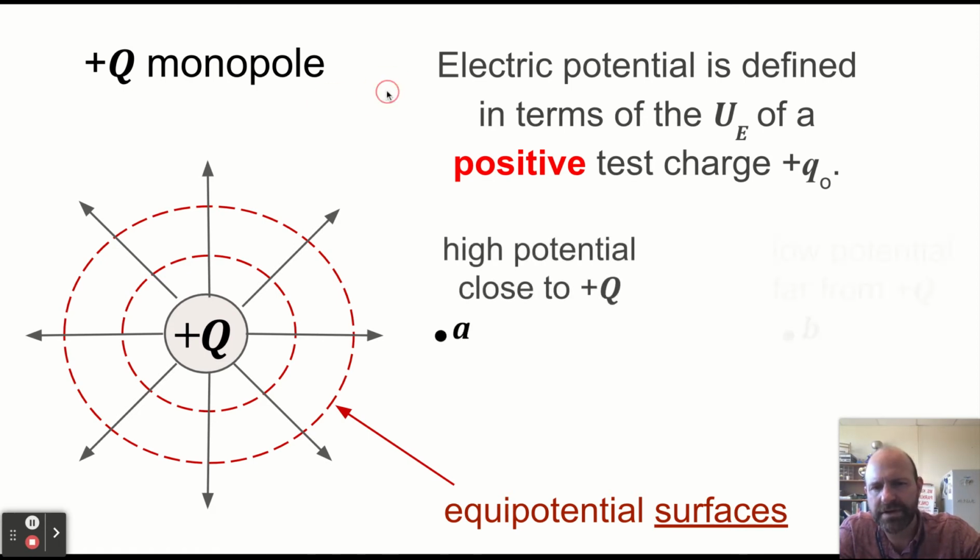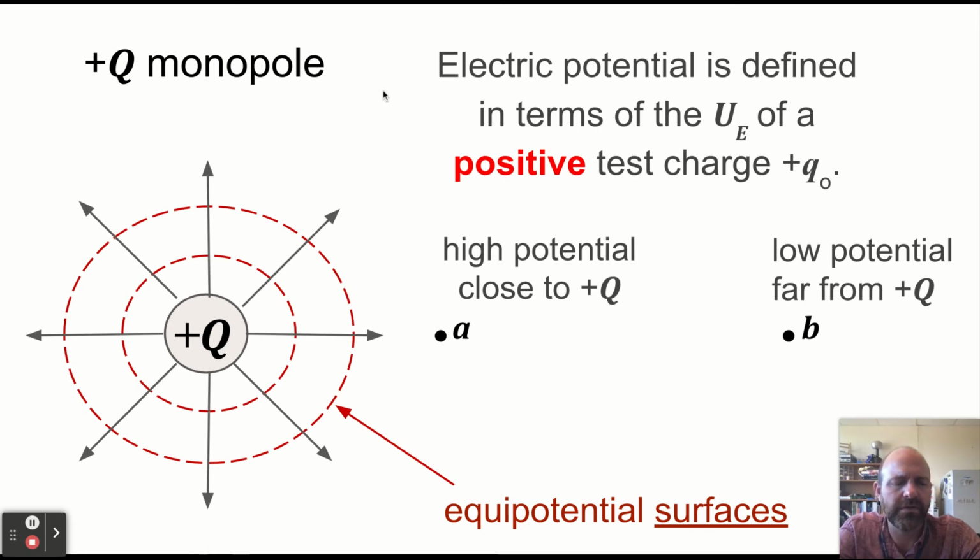Highest potential is close to Q, low potential far from Q, right? From the positive Q, because bringing in a positive test charge, you're going to have to do more and more work to bring it in, storing more and more potential energy.